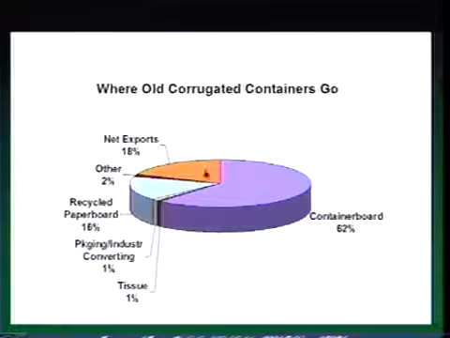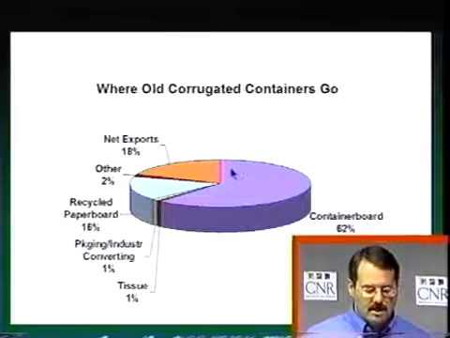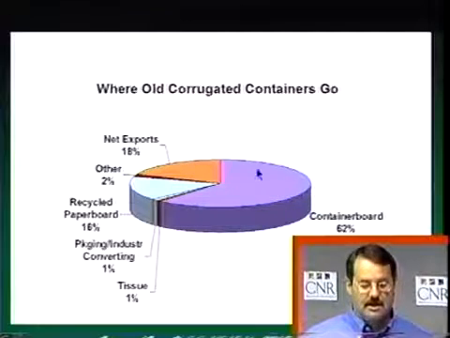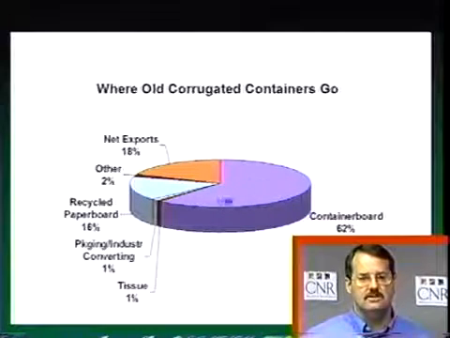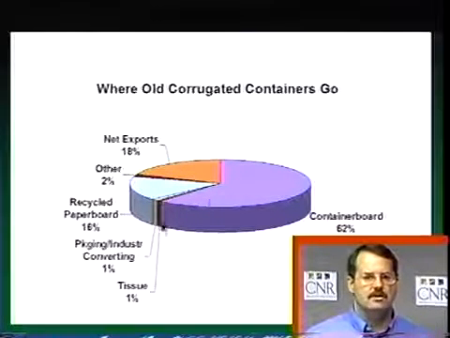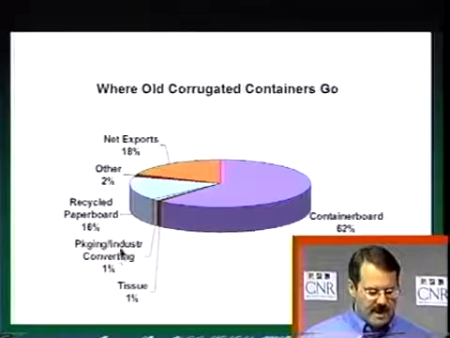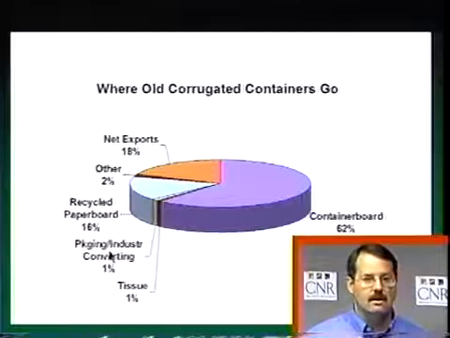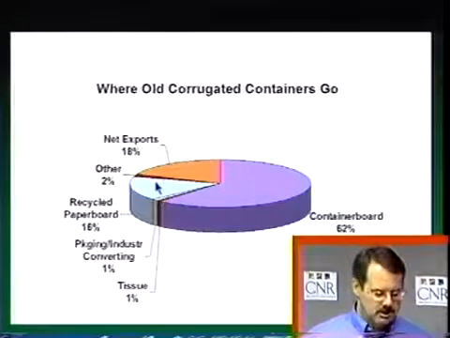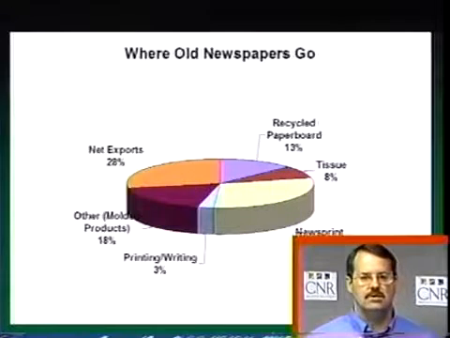Okay, so where do the old corrugated containers go? This just reviews what we said about what we're making our products out of. Of the OCC, or old corrugated containers, most of it, 62%, goes to container board. Of the other material, a very small fraction goes to tissue. And then packaging, industrial converting, some goes to recycled paperboard, that's folding board. A good chunk goes there. So basically, old corrugated containers are going back into new container board.